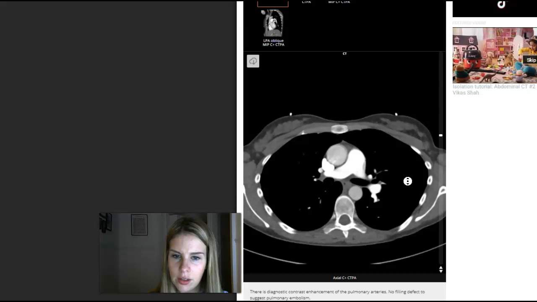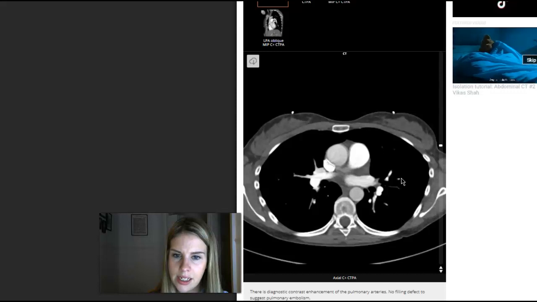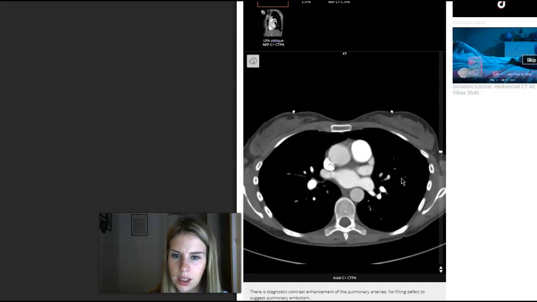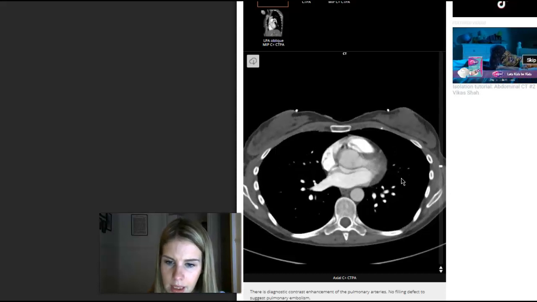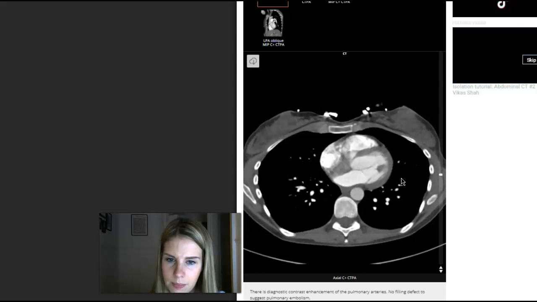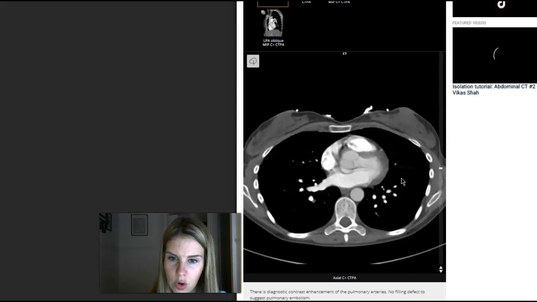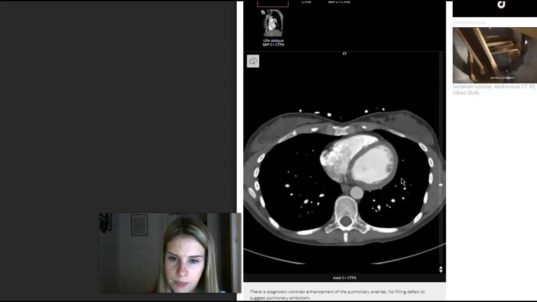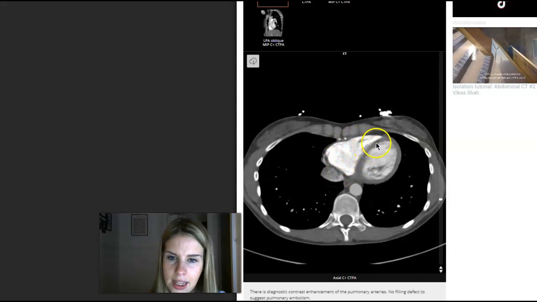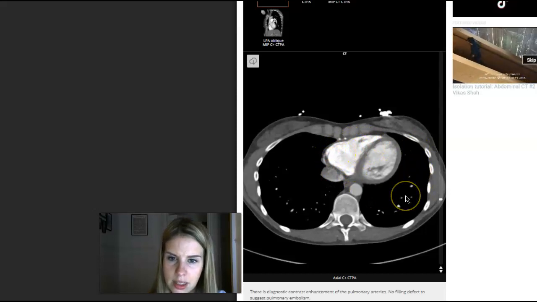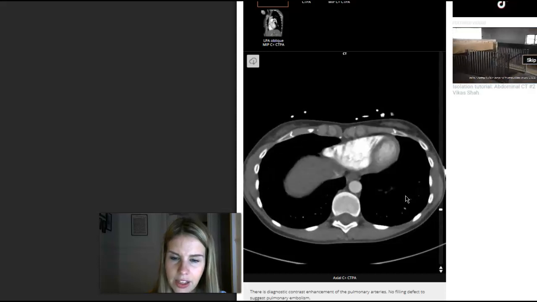And you can see as you go down that the contrast goes into the lungs, and it's looking for any pulmonary embolisms, of which there are none on this patient. This is a normal heart and a normal pulmonary artery, and you can actually see the contrast sitting in the chambers of the heart as well. Okay, and then we go down to the liver. So that's the kind of thing that we'll do in the CT.